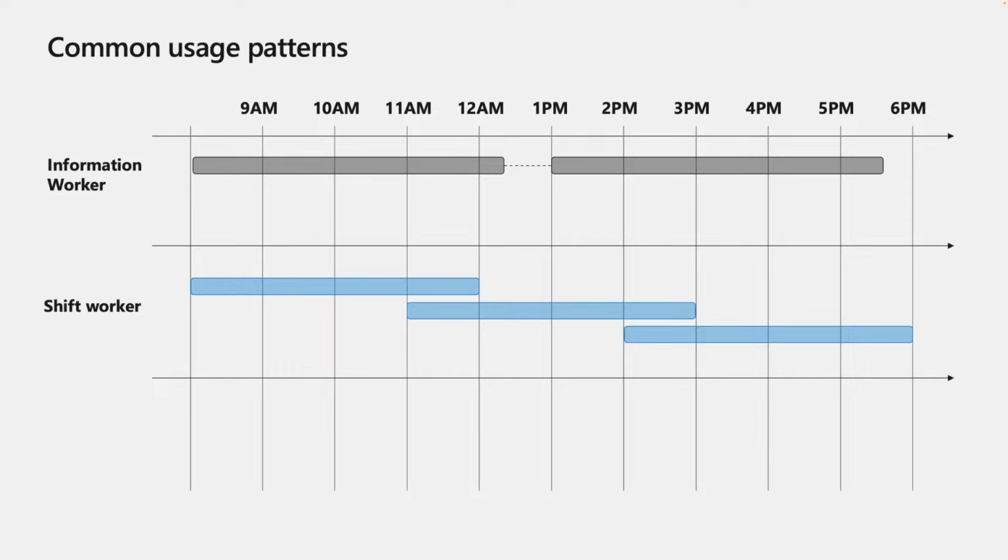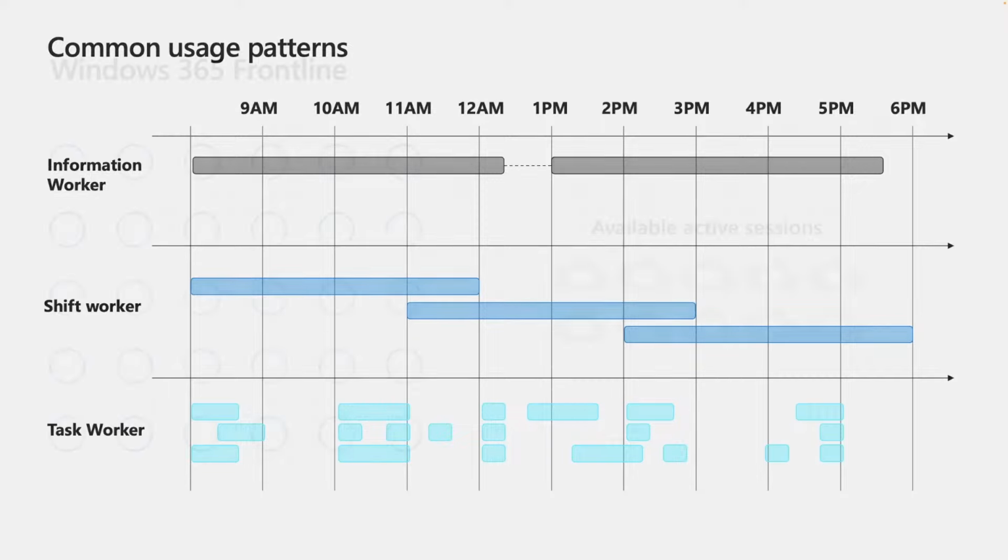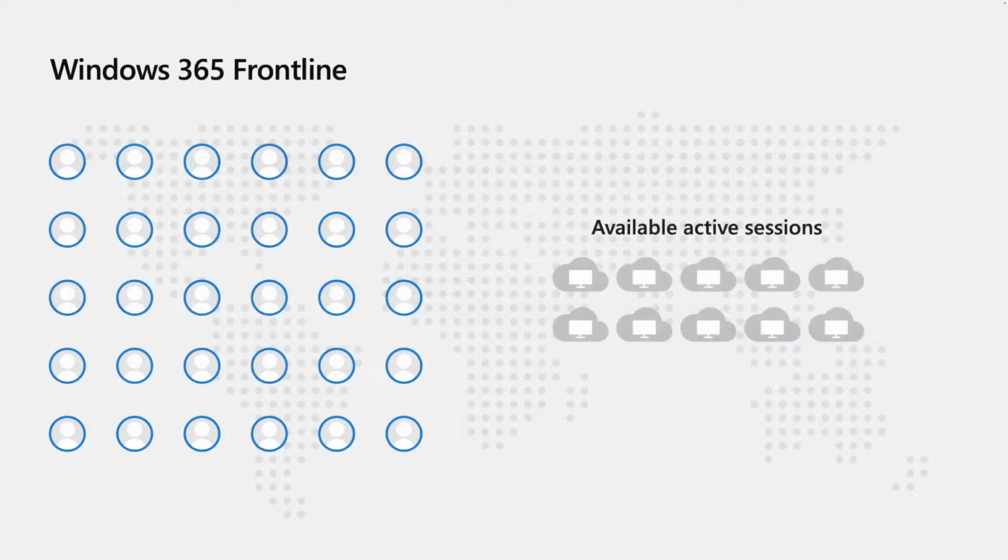Another set of users that are very popular in the frontline worker space too is task workers who are working for very short periods of time. So with Windows 365 Frontline, our vision is to cater for the needs of all of these workers over time. Today, with the solution that we're introducing, many of the shift worker and part-time scenarios will be much more flexible on Windows 365. So let's talk about how Windows 365 Frontline works.